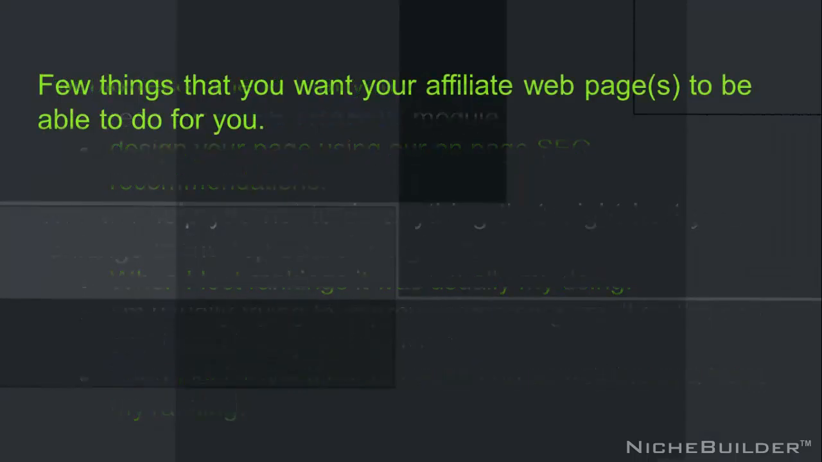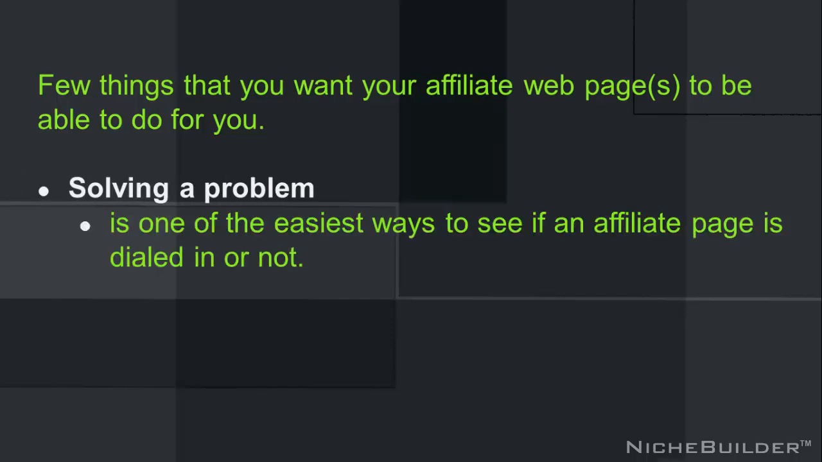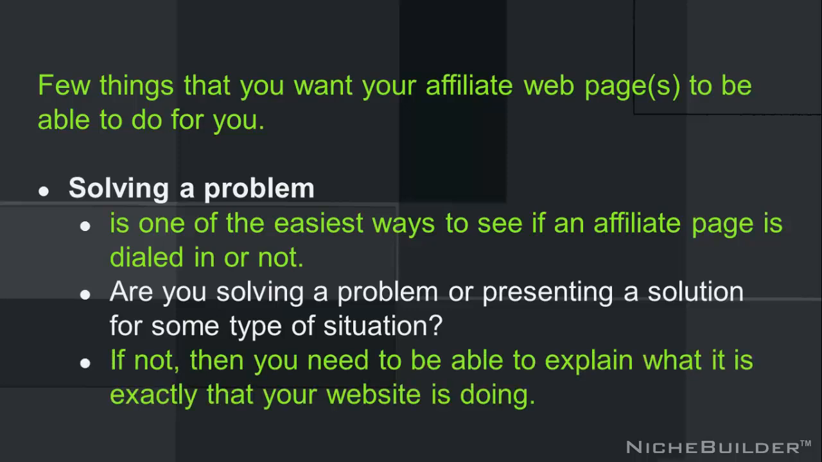With that said, let's talk about a few things that you want your affiliate page to be able to do for you. Solving a problem is one of the easiest ways to see if an affiliate page is dialed in or not. Are you solving a problem or presenting a solution for some type of situation that your visitors are experiencing? If you're not, then you need to be able to explain what it is exactly that your website is doing.